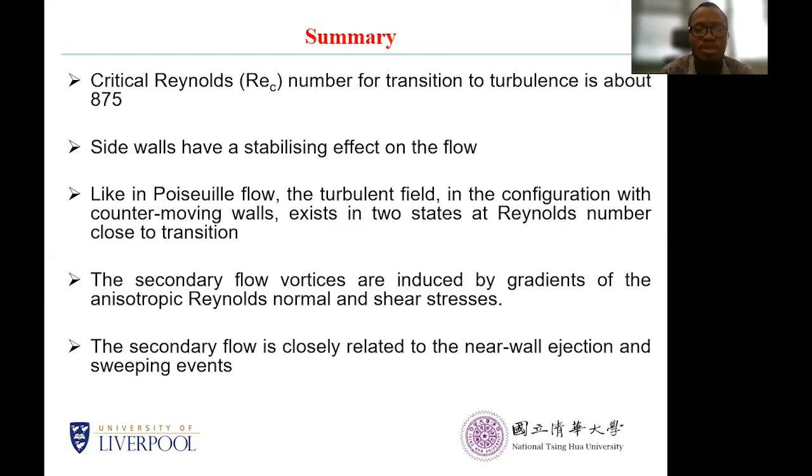And for the first time, we were able to show that, like in pressure-driven flow, the turbulent flow field also alternates between two states at Reynolds numbers close to transition. And we showed that the secondary motion is induced by gradients of the anisotropic Reynolds normal stresses and Reynolds shear stresses. And then we show that the secondary flow is closely related to the near-wall ejection and sweeping events.